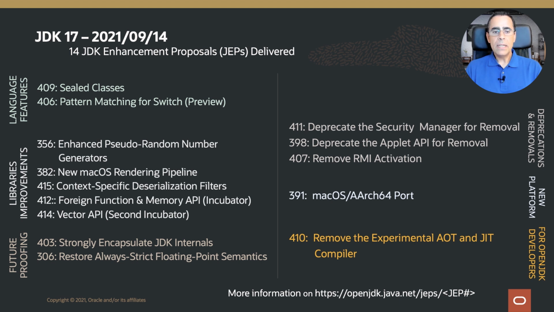JDK 17 delivers 14 JEPs, which stand for JDK Enhancement Proposals, the unit of work that we use to specify the largest changes to the platform. I've grouped them into 6 categories. We have 2 changes to the Java language, one of them in preview mode. In the libraries, we have 5 JEPs, 3 changes to the standard, and 2 in incubator modules. 2 changes will make it more likely that code written today will continue working the same in future versions of the JDK. And as with prior versions, we deprecate and remove functionality as needed. JDK 17 introduces support for a new platform, and we deliver some changes to the OpenJDK codebase.